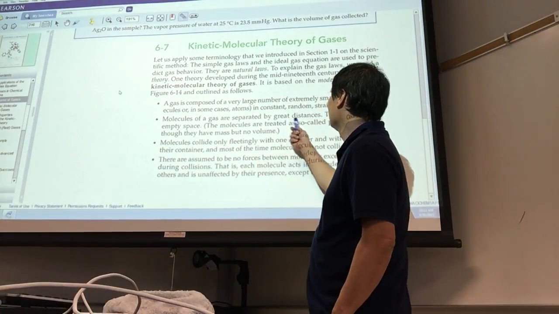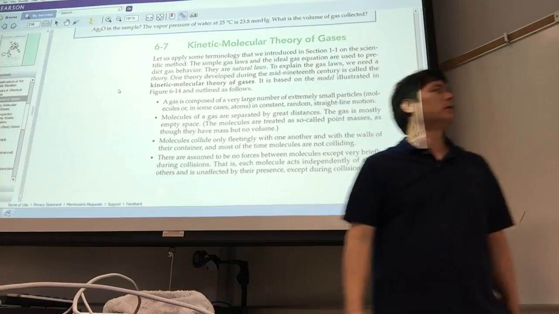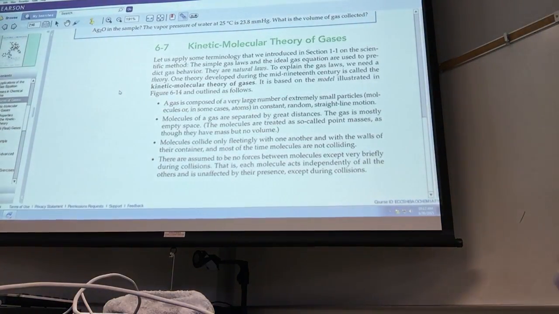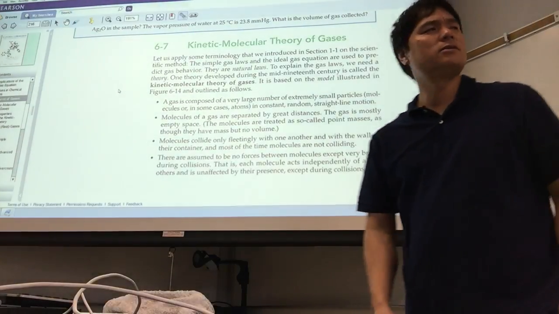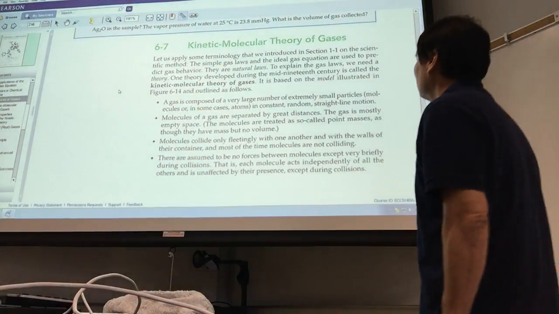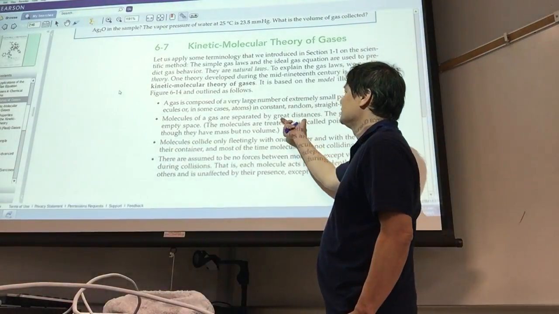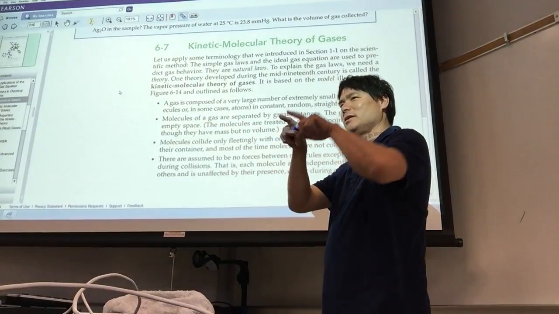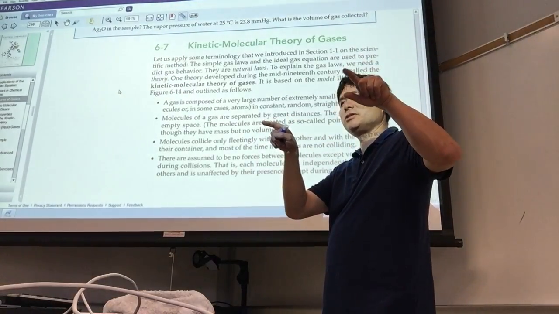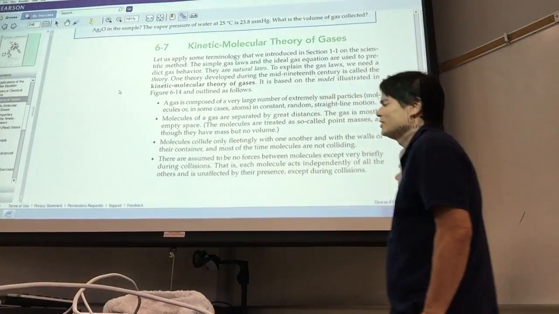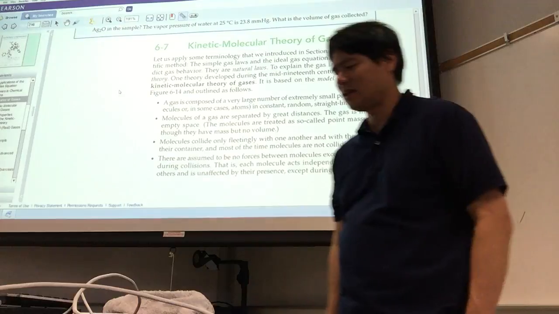Molecules of gas are separated by great distances. A gas is mostly empty space. So the molecules themselves are extremely tiny. And so this is not a very accurate drawing. The great distances, we're talking about atomic distances. So an atom's so small that the next atom might be way over here, which is huge in terms of atomic distances. But in terms of actual distances, it's not that huge.